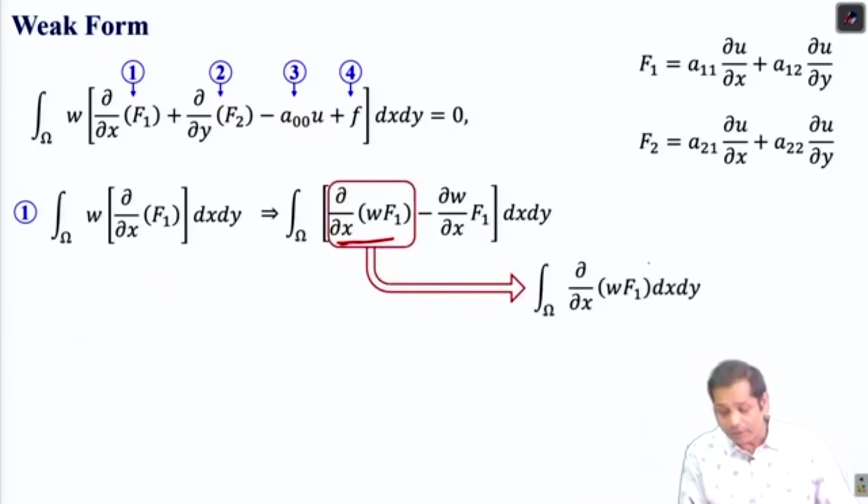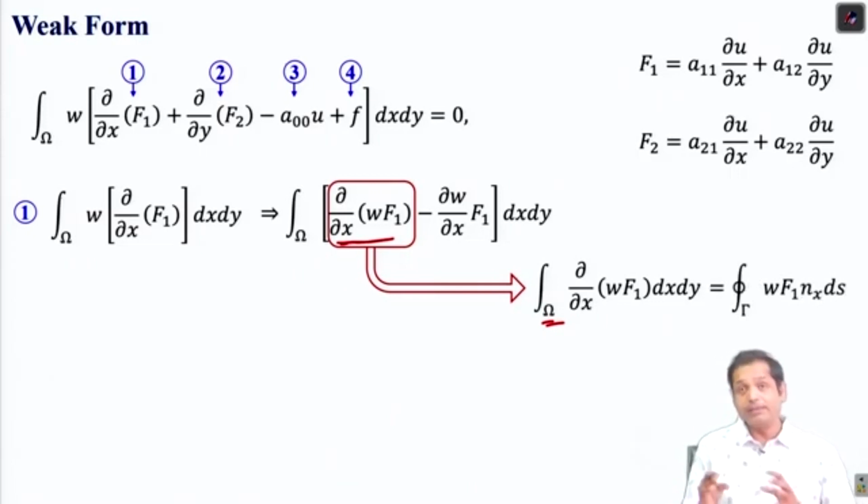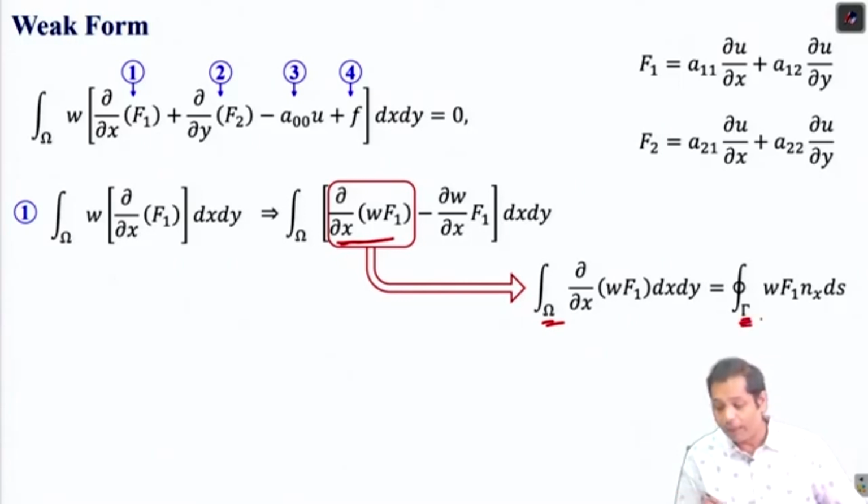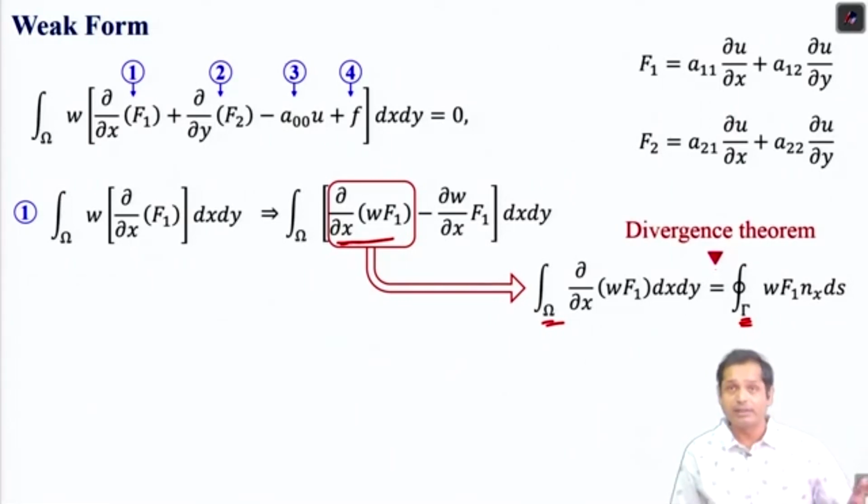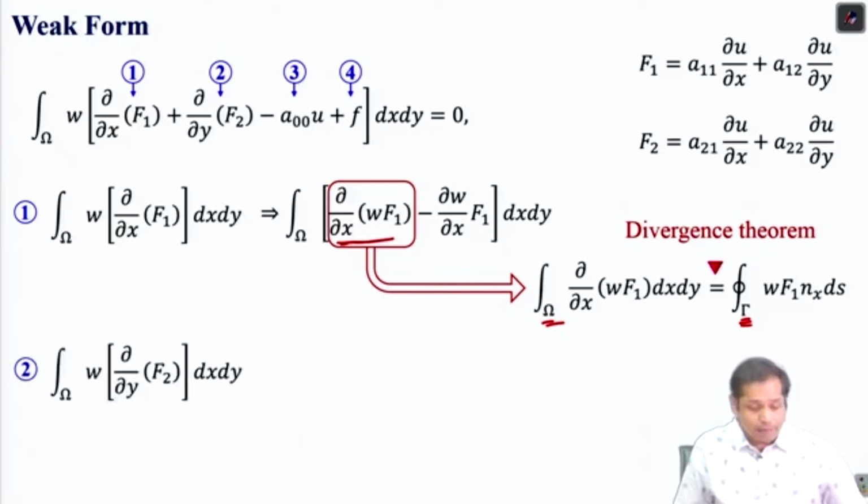Suppose this part is over the area, over the entire domain omega. Now, if we apply the divergence theorem, then this integration over the area will become an integration on the boundary. So omega, this gamma is the boundary, and what nx is we will come to shortly. So this is by applying the divergence theorem, and I'm sure all of you are familiar with the divergence theorem. Now the same thing can be done for the second part.